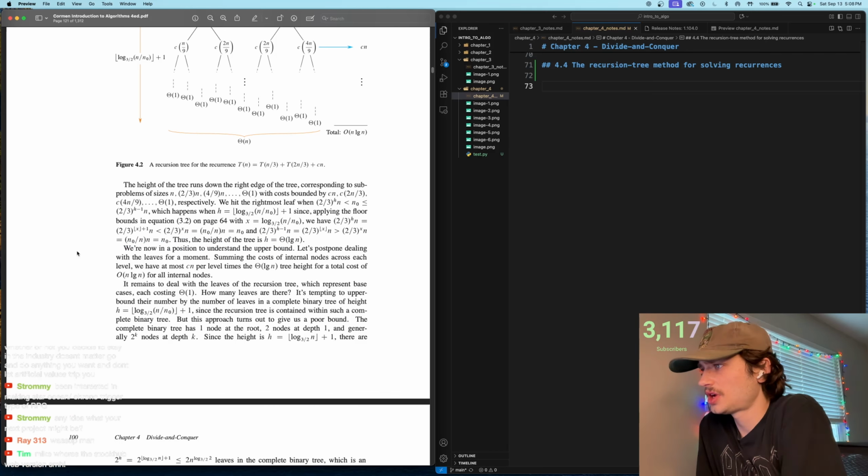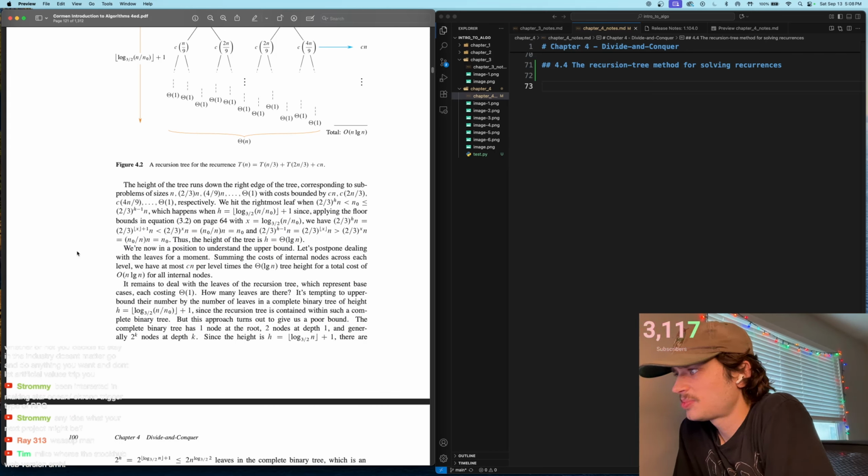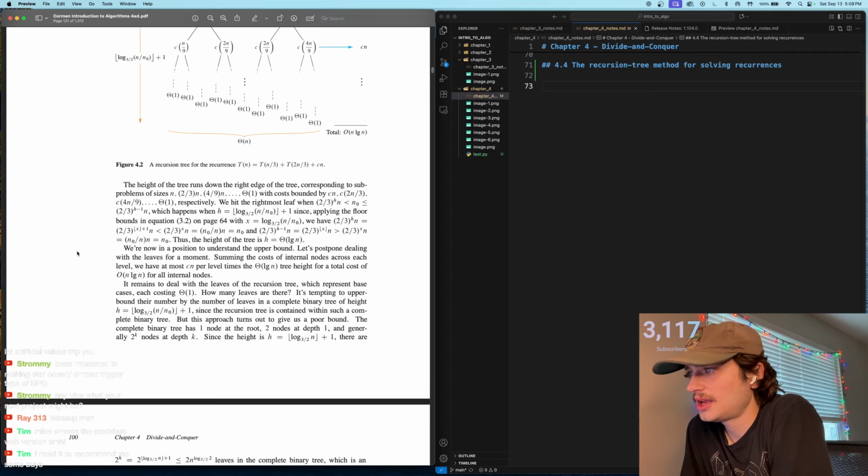We are now in a position to understand the upper bound. Let's postpone dealing with leaves for a moment, summing the cost of internal nodes across each level. We have at most Cn per level times the theta log n tree height, for a total cost of big O of n log n for all internal nodes.